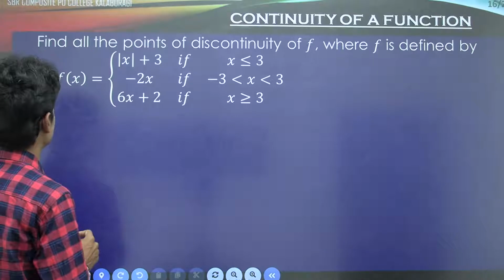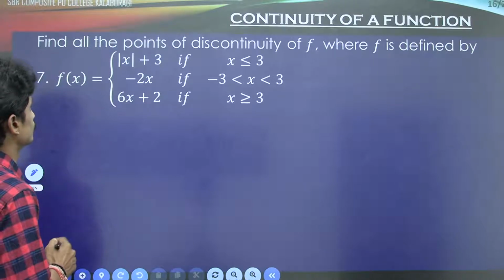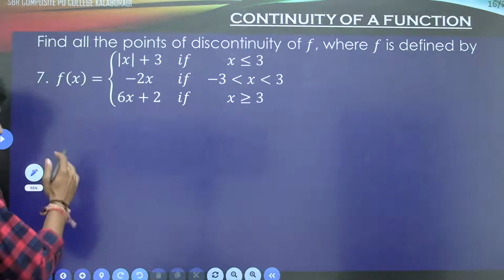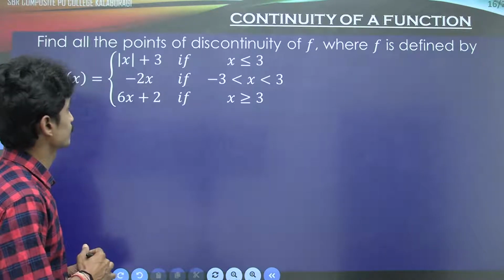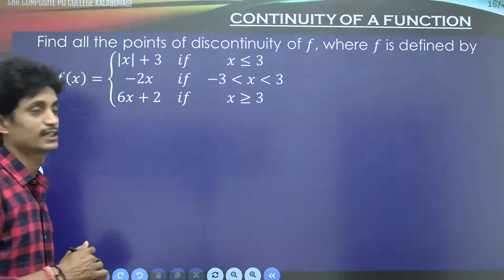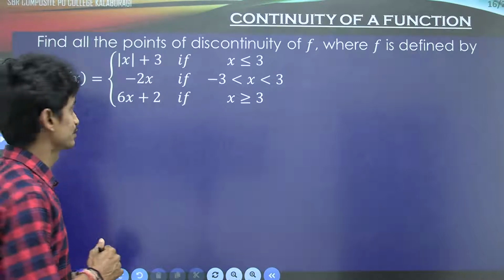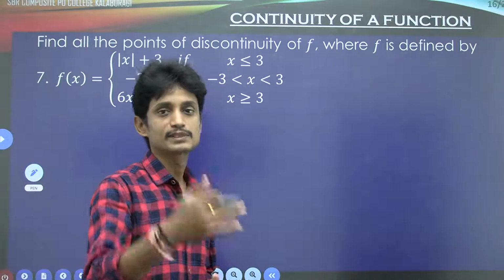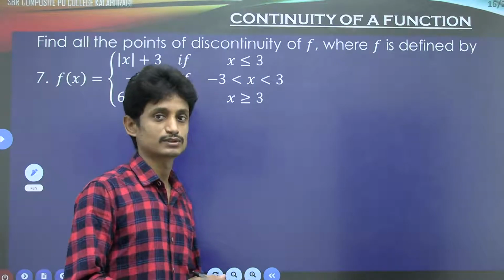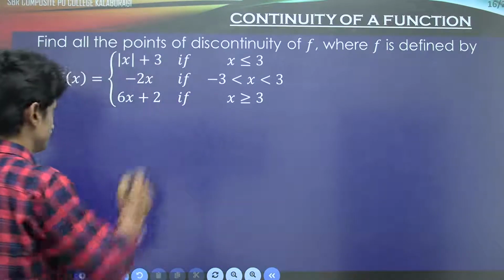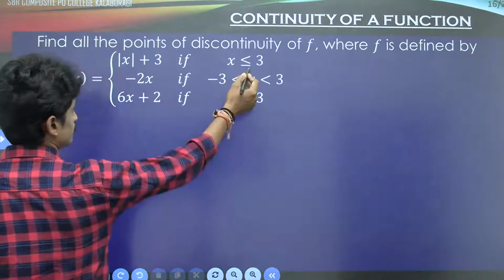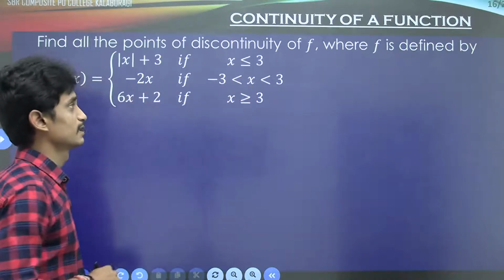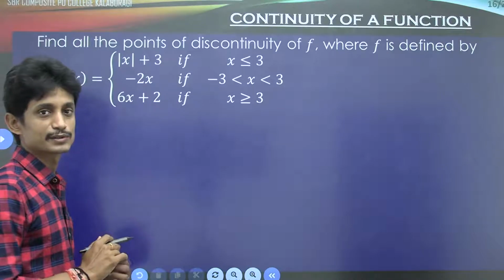Look at this question. f of x is equal to modulus x plus 3 if x is less than or equal to minus 3, minus 2x when your input lies between minus 3 to plus 3, 6x plus 2 when x is greater than or equal to 3. Here, we may observe that x less than minus 3 means minus 3 to minus infinity, one part.